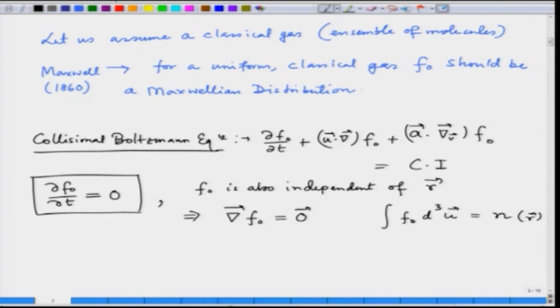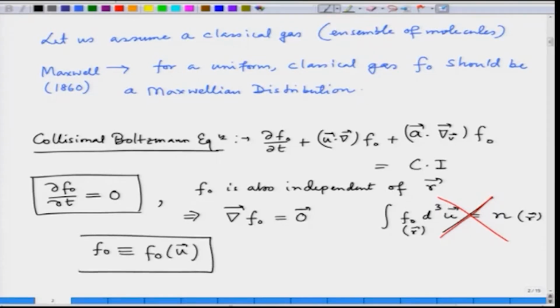So, for any uniform gas, here you do not need to wait for a long time, you just say my gas is homogeneous or uniform, then the density should be a constant, and it should be uniform everywhere in space. And then of course, this type of R dependence should not be there. So, the only dependence should come from the velocity, then f0 will be simply a function of velocity. That much we can conclude till now.